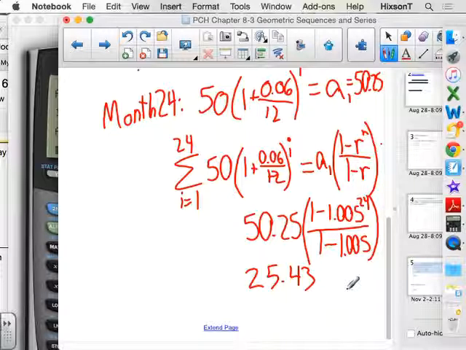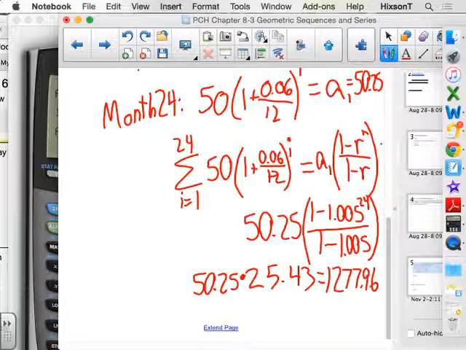So just to finish off, 50.25 times 25.43, and you guys got what? 1,277.96. Okay. And that is money.